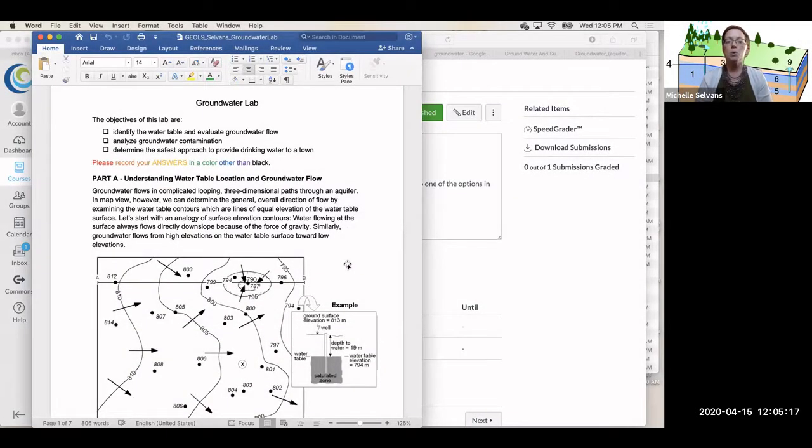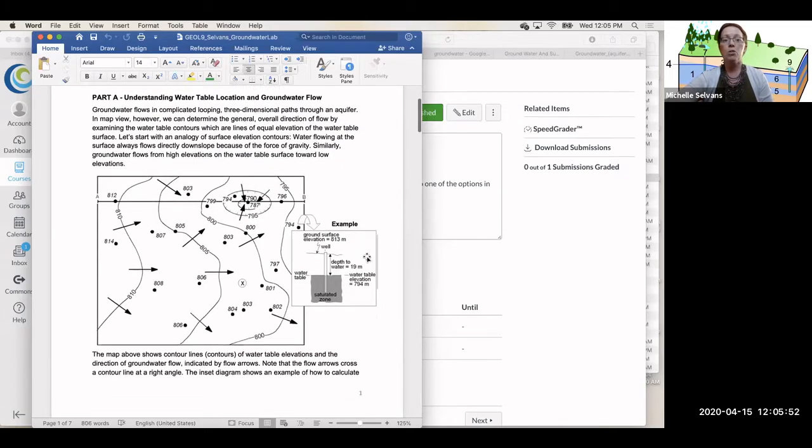In this lab, the goals are to identify where the groundwater table is and evaluate how the groundwater is flowing in the subsurface. You'll also analyze contamination and how it is getting into the groundwater and where, therefore, it is safe to get drinking water for a township. And then finally, in part C, you'll take a look at some local data through the interactive online map.